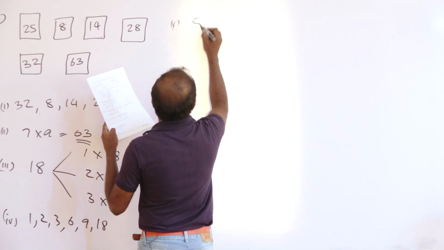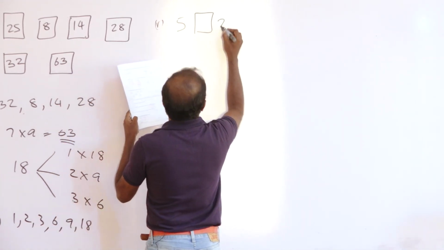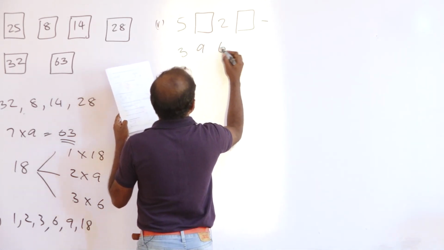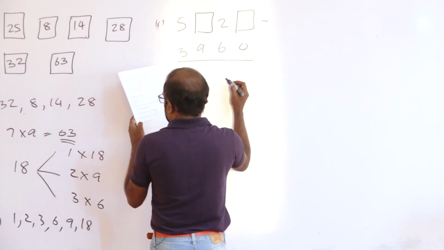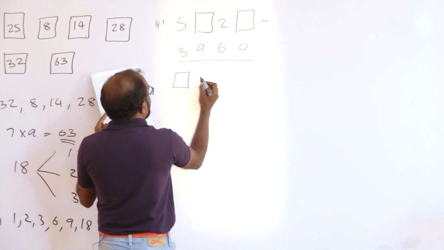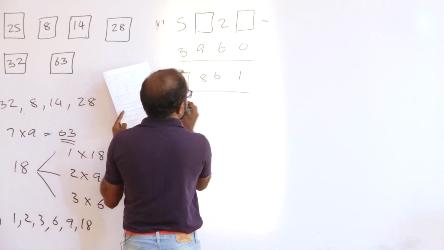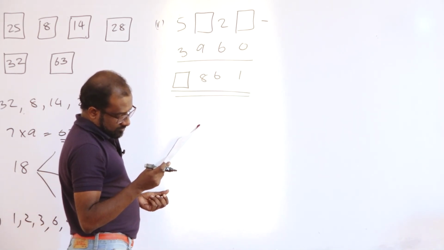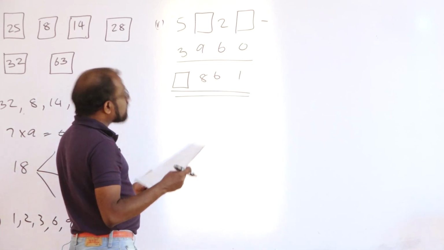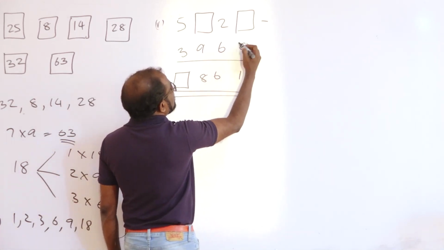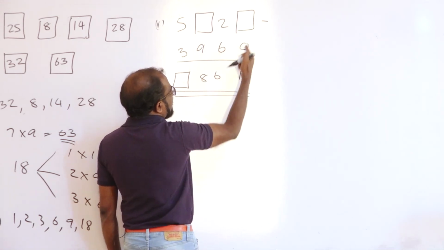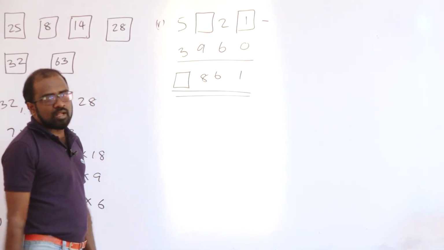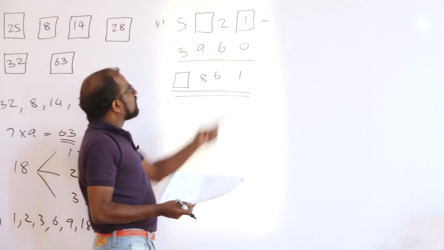It's a subtraction: 5 blank 2 blank subtract 3 9 6 0. Then as given, the answer here is blank 8 6 1. Certain number subtract 0, the answer is 1. Anything stays the same number. When you add or subtract 0, nothing happens. So 1 minus 0 is 1.